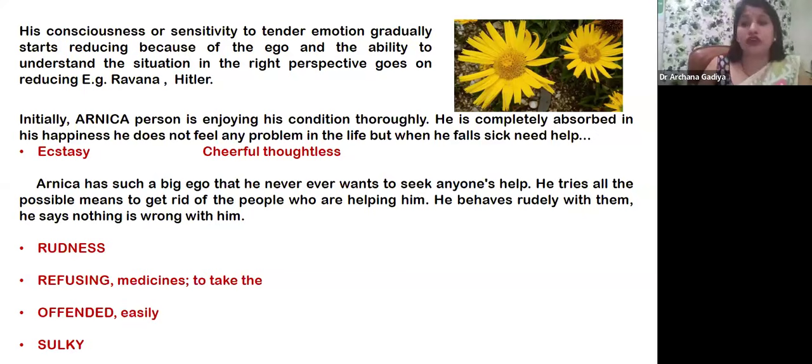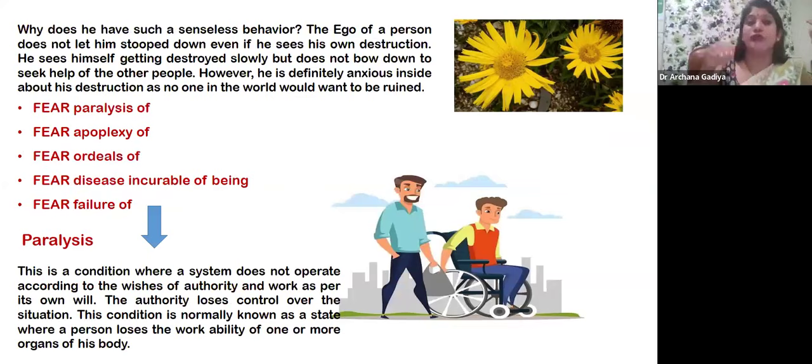So other people are telling for your good. They are not your enemies. Still, he is not able to understand. So why does he have such a senseless behavior? The ego of the person does not let him stoop down in front of others. And even if he sees his own destruction, he sees himself getting destroyed slowly, but he does not bow down to seek the help from the other people.